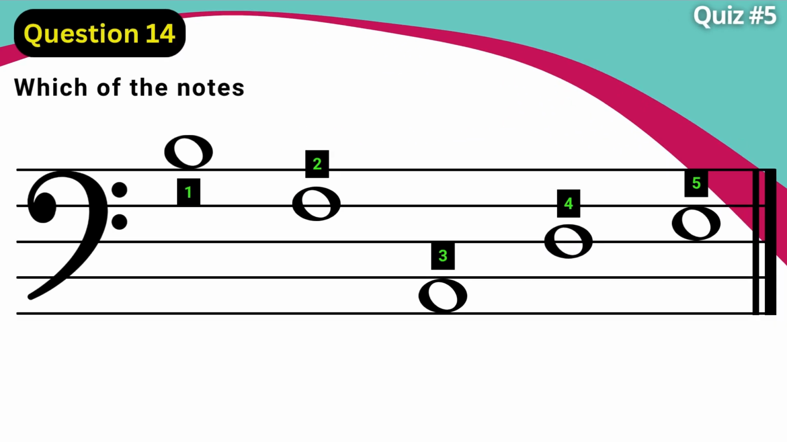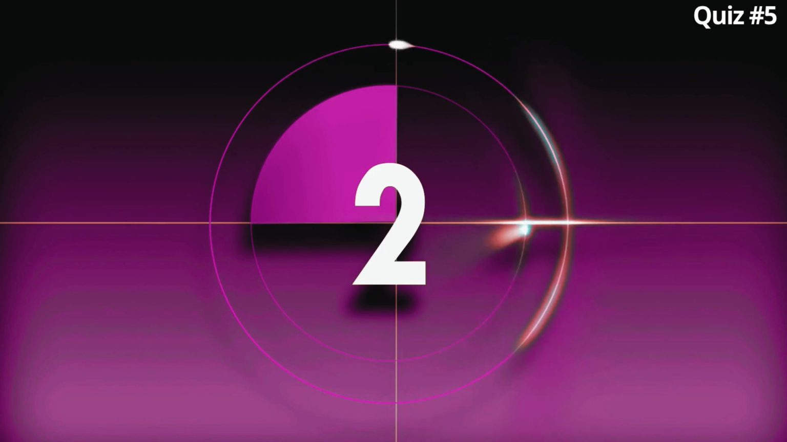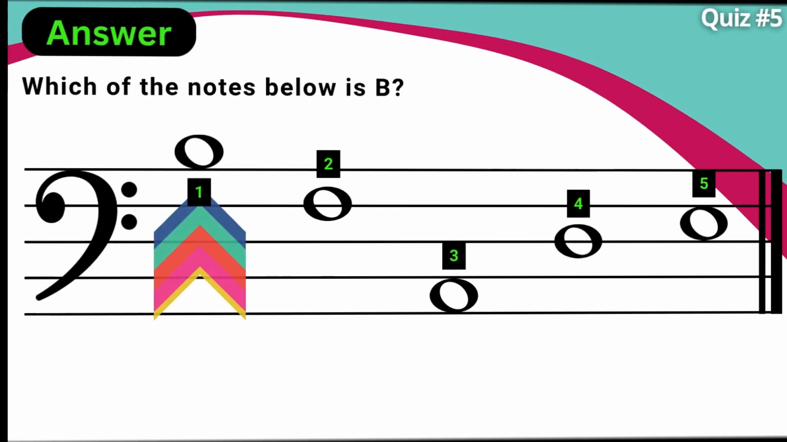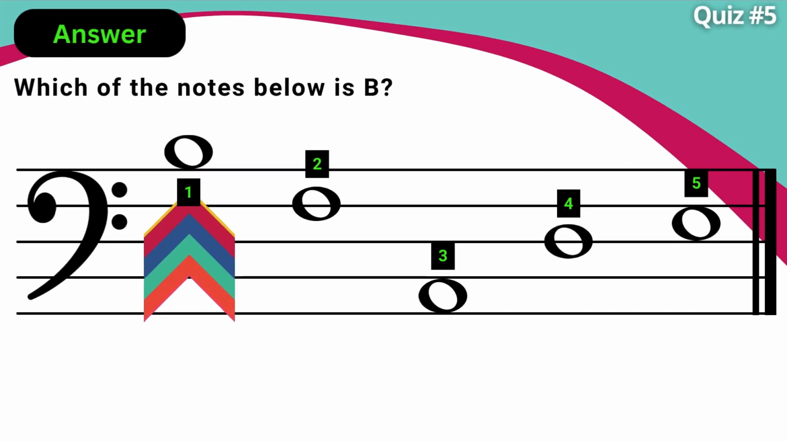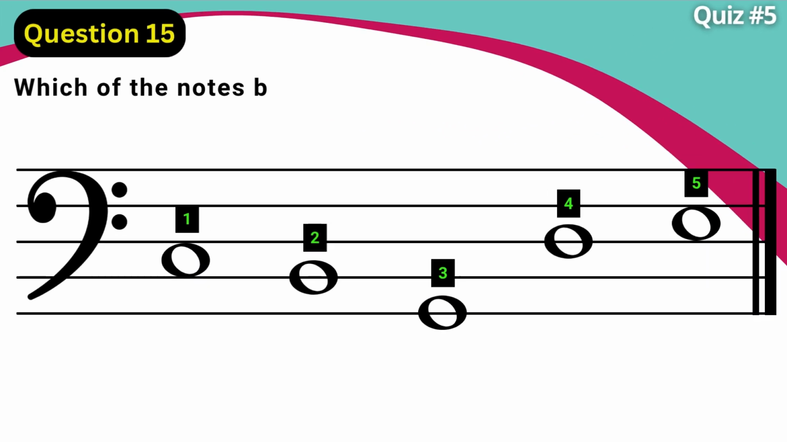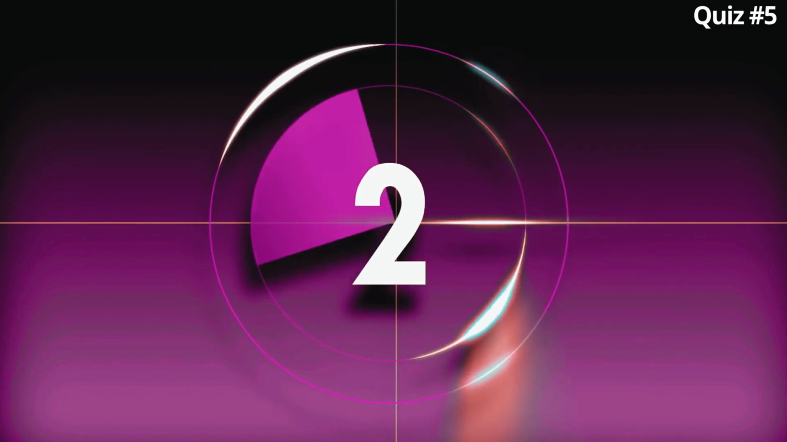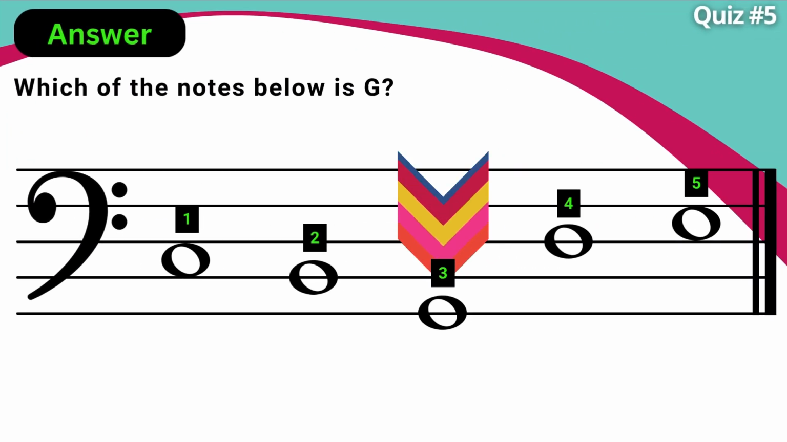Question 14. Which of the notes below is B? Number 1, 2, 3, 4, or 5? And the answer is number 1. Question 15. Which of the notes below is G? Number 1, number 2, 3, 4, or 5? And the answer is number 3.